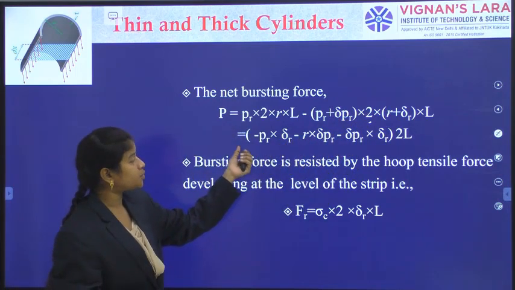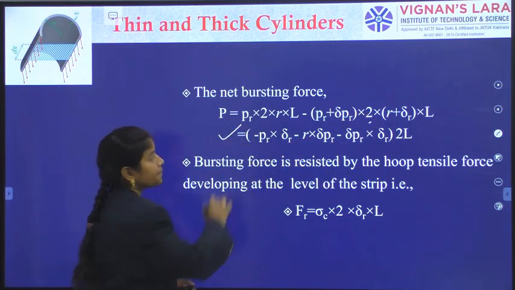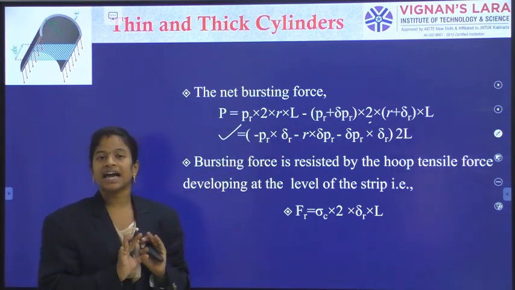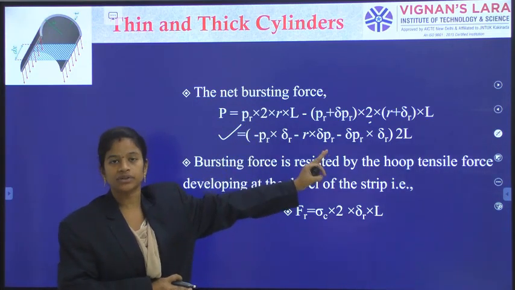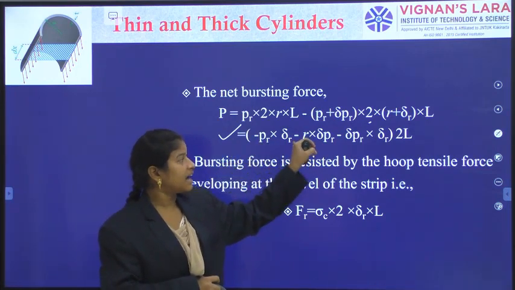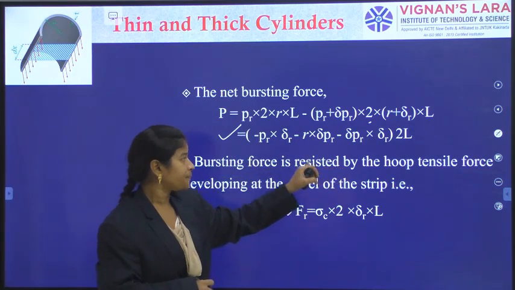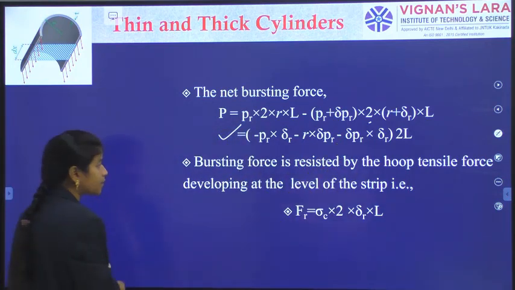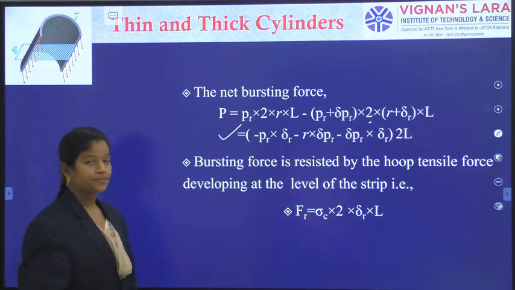Now with the rearrangement, we have got this term as PR 2 times RL. Simply multiplying and cancelling whatever terms are common in both the terms. Okay, so finally I have got minus PR delta R and minus R delta PR minus delta PR into delta R, all into 2L.